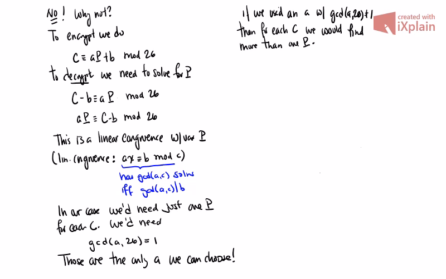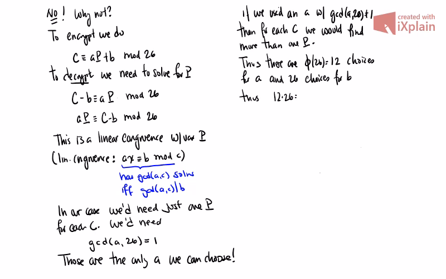And that would be no good. So thus, just to be clear, there are phi of 26, which is 12 choices for a, and 26 choices for b. Thus, overall, 12 times 26, which is 312 affine ciphers.